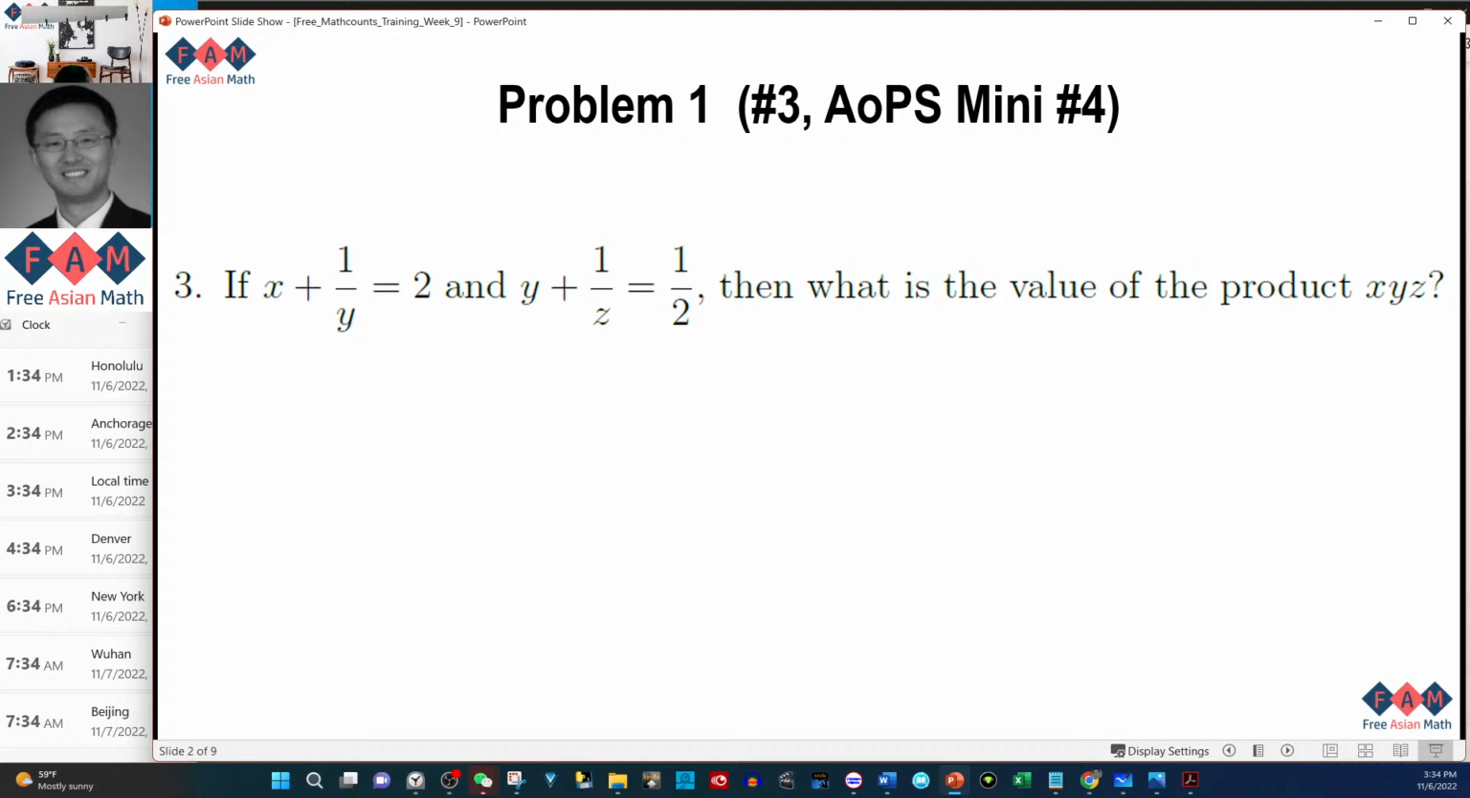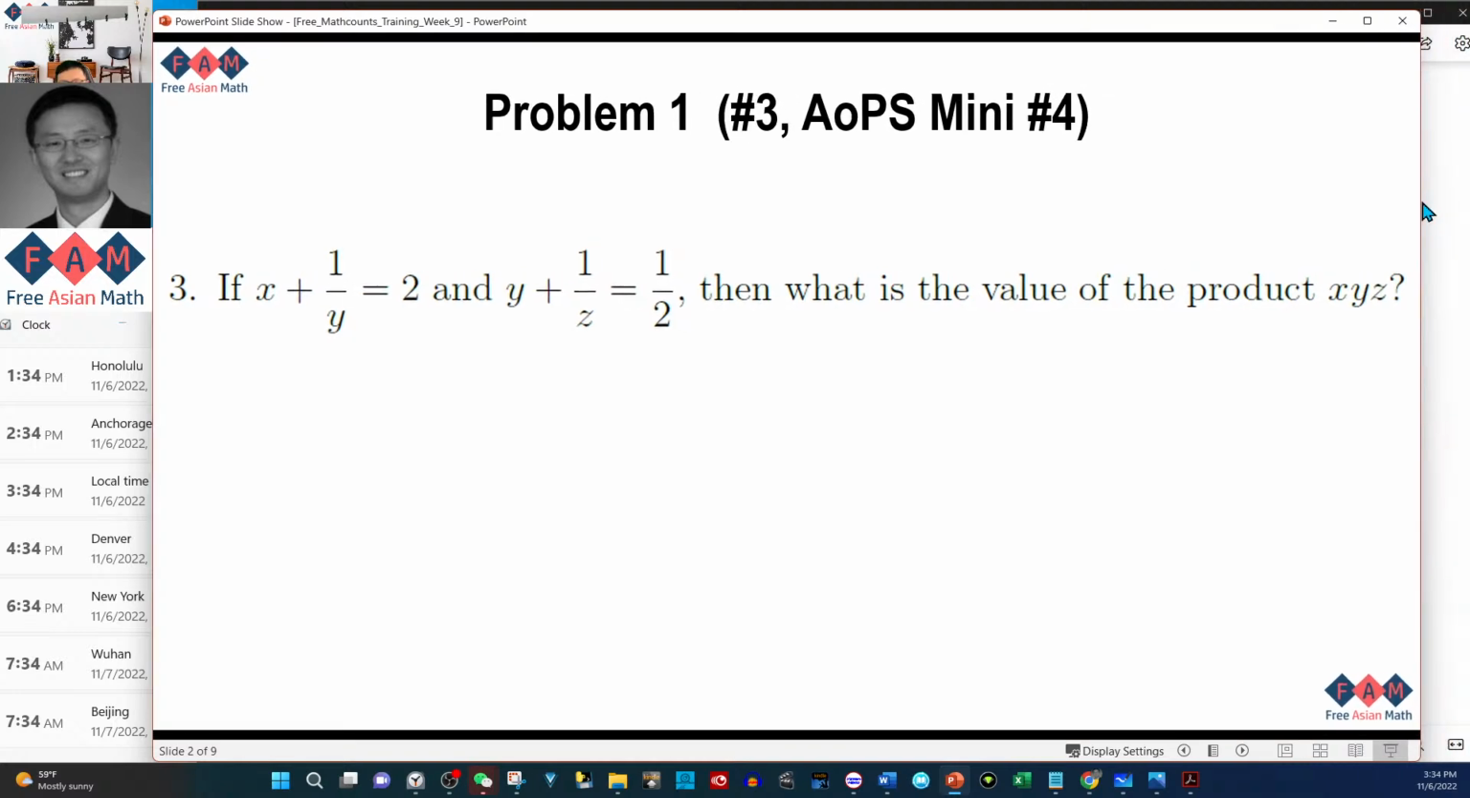In this problem, you are provided with 2 equations, and there are 3 variables, x, y, and z. The interesting thing is that on the left-hand side of the equation, there's a certain kind of symmetry, right? x plus 1 over y, then y plus 1 over z. When you see something like this, your intuition should be that this probably involves some cyclic symmetry.